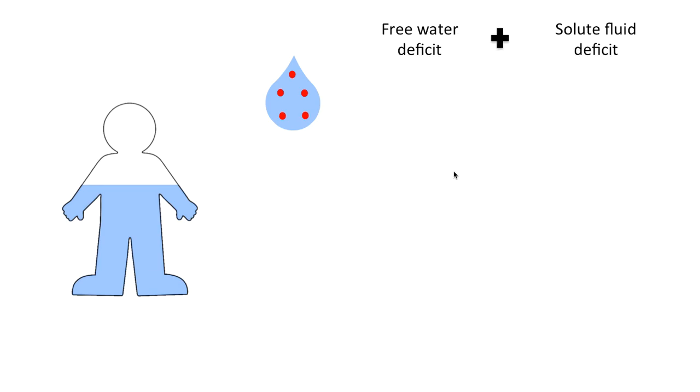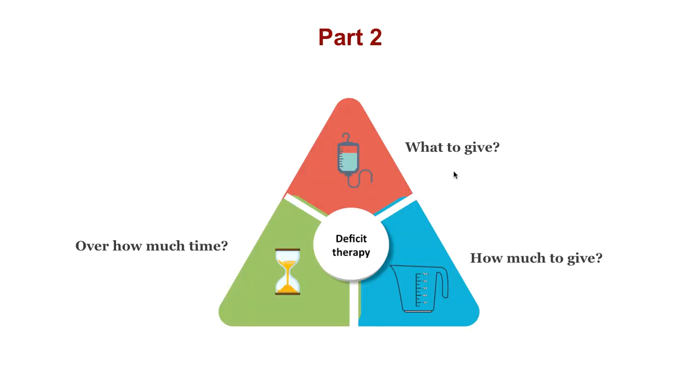So, for convenience, we can divide the total fluid loss in a hypernatremic patient into free water deficit and solute fluid deficit. Free water deficit where only the water is being lost without any electrolytes in it, and the solute fluid deficit where water and solute both are lost. It is the free water which makes all the difference in the case of hypernatremic dehydration, and this is the part which is being given slowly when you correct hypernatremia. So we are done with part 1.